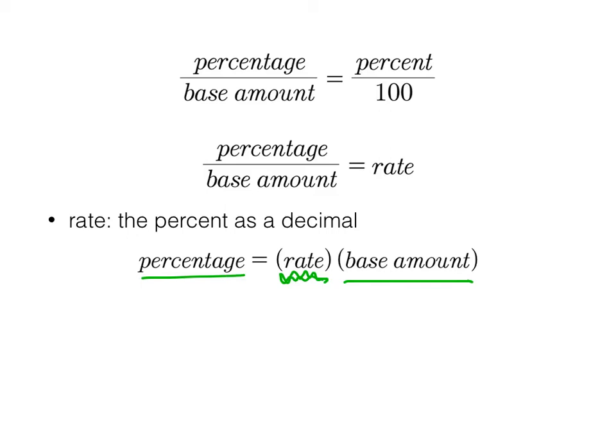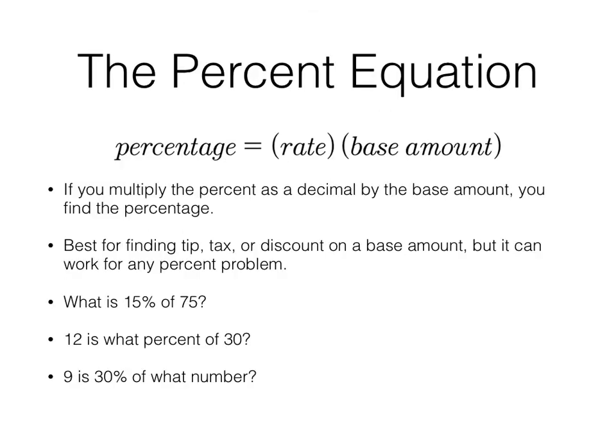So let's try some with the percent equation. If you multiply the percent as a decimal by the base amount, you find the percentage. So this is great for finding tip, tax, and discount on a base amount, but it can work for any percent problem. So we're going to do 3 similar percent problems to the ones we just did with the proportion. What is 15% of 75? So that's the first one.